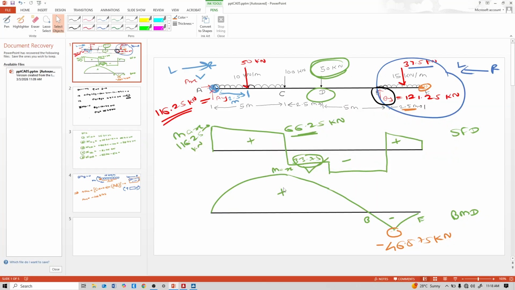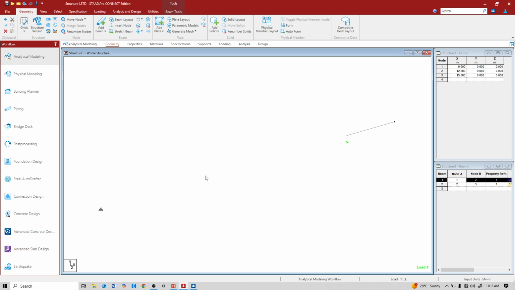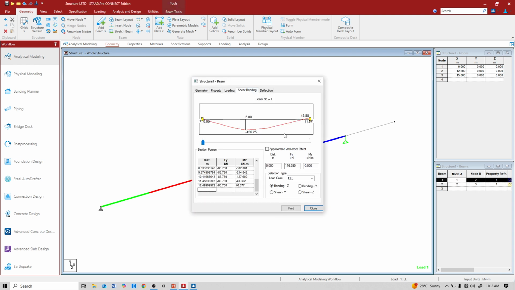So it is 449, and see here shear bending at a distance of 5 meter, 456.249. Yes, it is correct. And at a distance of 12.5 meter, it is 46.